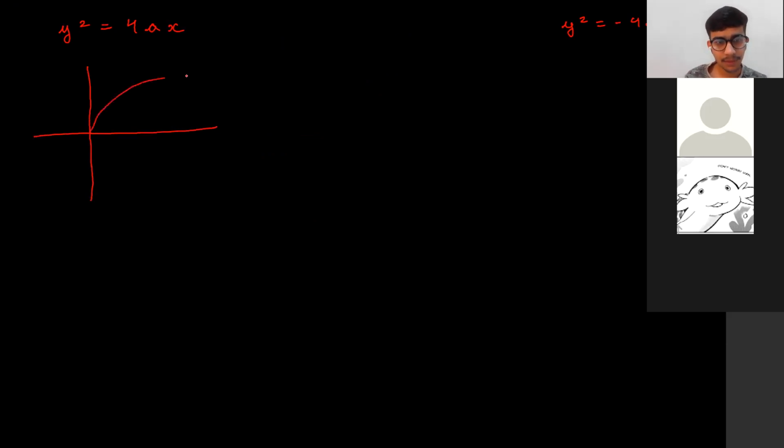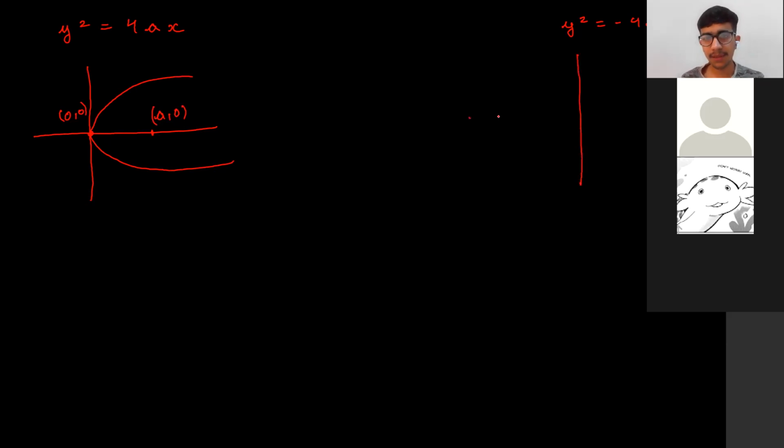Now let's talk about a parabola. So we have different equations for a parabola. It's like y square is equal to 4ax. It's y square is equal to minus 4ax. Now when y square is equal to 4ax, the curve is like this. Okay. With its vertex as origin, that means 0 comma 0 is the vertex and a comma 0 is the focus. a comma 0 is the focus of the parabola.